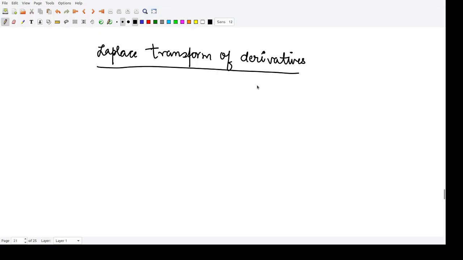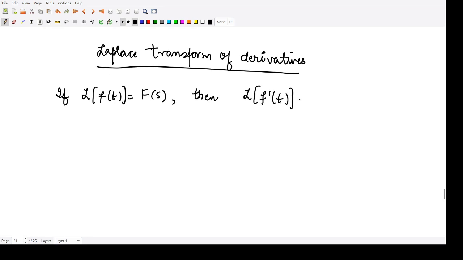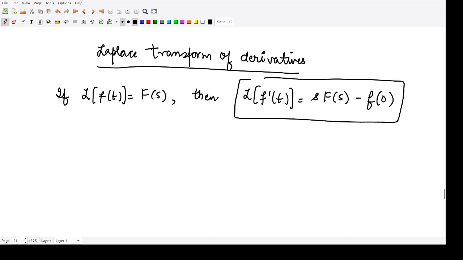The Laplace transform of derivatives. So how can you calculate the Laplace transform of the given derivative function? Suppose the Laplace transform of f of t is equal to capital F of s. Then the Laplace transform of f dash t is equal to s into F of s minus small f calculated at the point 0. So this is the formula.